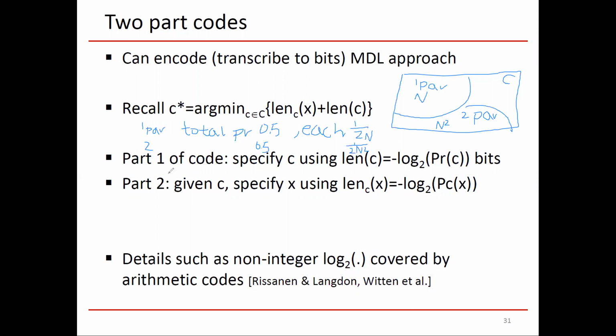So part 1, you specify C. Part 2, given C, you specify X. Now, the way I've described it on the previous slide, if you have 2 bits, you can decide between 4 possible messages and so on. When you have an integer number of bits, when the log base 2 of a probability is an integer, that's simple. And I'm just saying that non-integer numbers of bits can be covered by a technique called arithmetic codes.